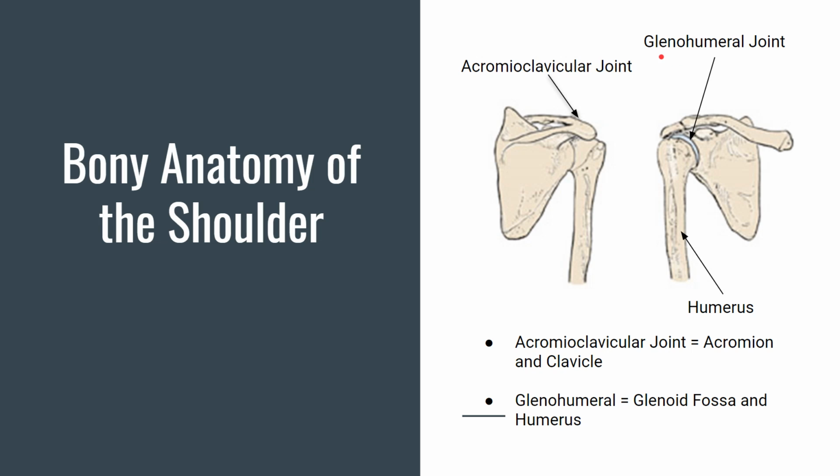The next joint we want to look at is the glenohumeral joint, which is a combination of the humerus, the head of the humerus here, which sits in the glenoid fossa, which is a smooth, kind of concave surface, which allows for any motion of the shoulder that can be performed.